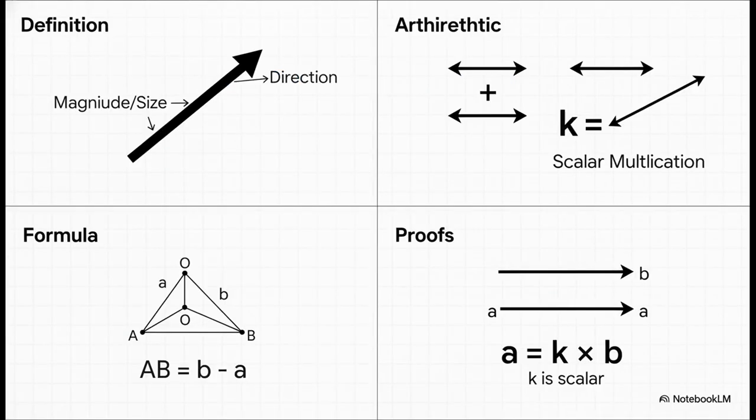So let's do a super quick recap of the essentials. 1. Vectors are journeys with both size and direction. 2. The basic arithmetic, adding, subtracting, multiplying, is really straightforward. 3. Your secret weapon for finding vectors between points is that b minus a formula. And 4. The golden rule for proofs is to show that one vector is just a scalar multiple of the other. That's the core of it.